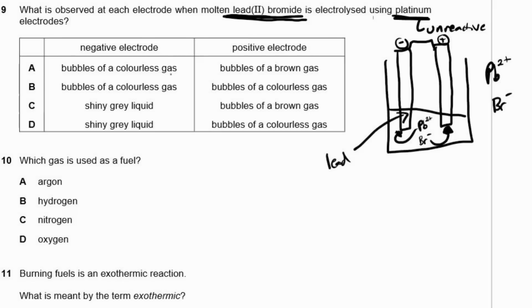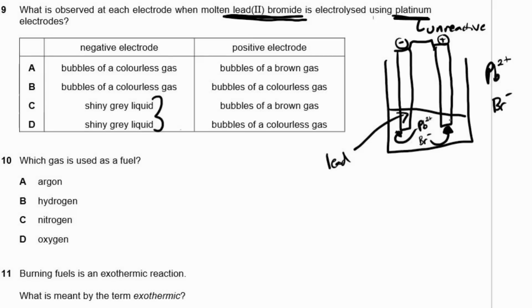Is it a colorless gas? No, lead is a metal. So is it a shiny gray liquid? Yes, and the reason why it's a liquid is because it's molten. So a shiny gray liquid will be right by the negative electrode.